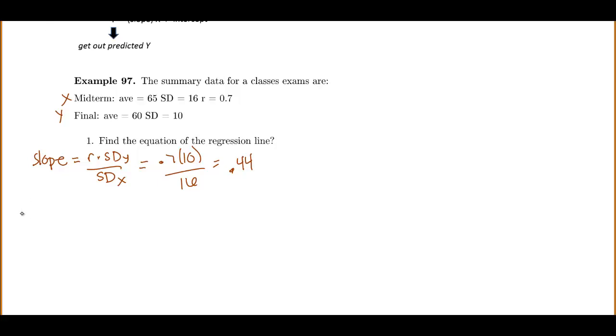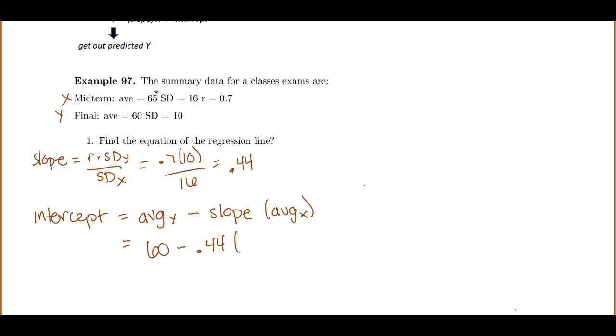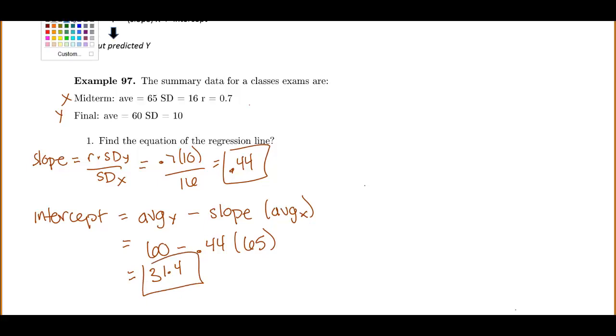Now let's find our y-intercept. Our intercept is the average of all the y's minus the slope times the average of all the x's. So the average of y is 60 minus my slope of 0.44 times the average of the x's, which is 65. This is 31.4. So we have our slope, we have our intercept. Now if we put these two things together, we can write the equation of our line.